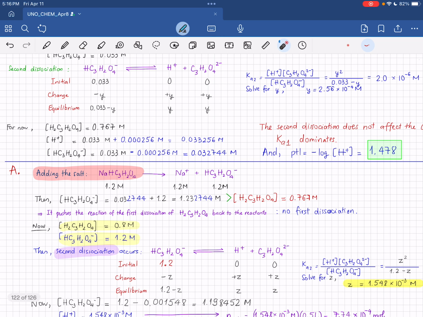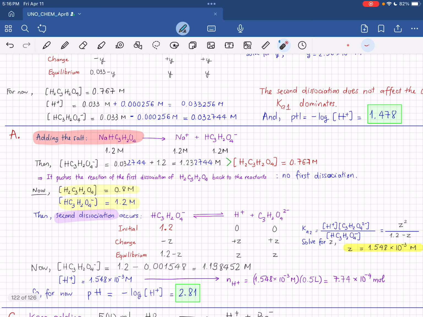So there will be two cases, right? If we add the salt whose conjugate base is this one, the hydrogen malonate, then we assume that this salt will all dissociate into ions, right? Then we have more ions of the hydrogen malonate in the solution.